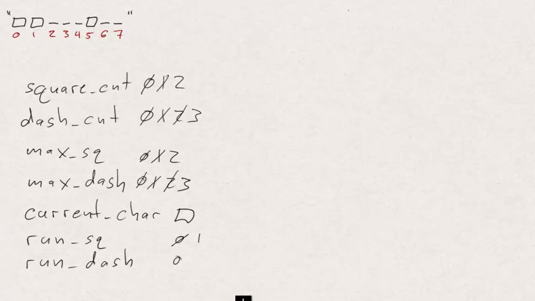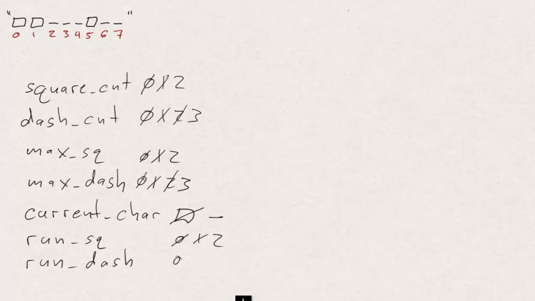Now, if we see another square, our run length of squares would increment again. And the key thing that we have to observe is that when the current character changes, say maybe now we see a dash, so it changes from a square to a dash. At this point, this current run has completed.